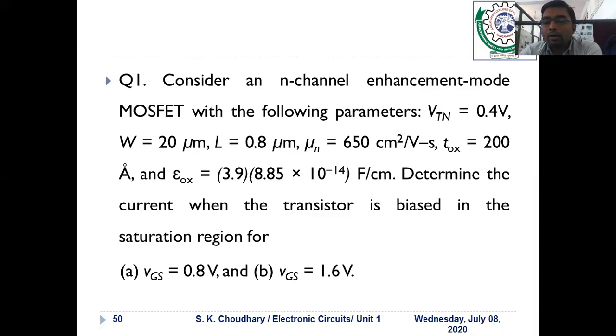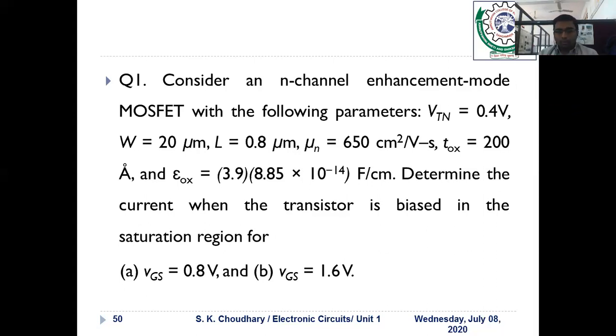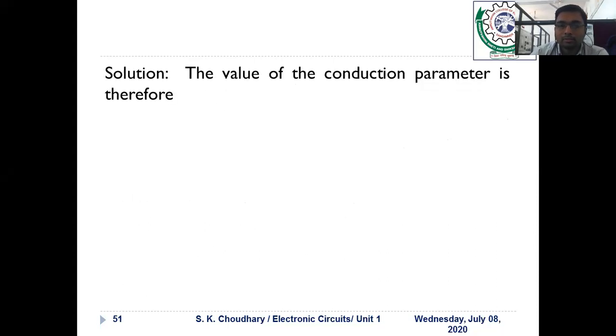Here two values of current would be generated. The first is for VGS equal to 0.8 volt, and the second is when VGS is equal to 1.6 volt. So you have to find out the two currents, two IDs. Note down this question and solve it. In the next lecture, we will discuss the solution of this.